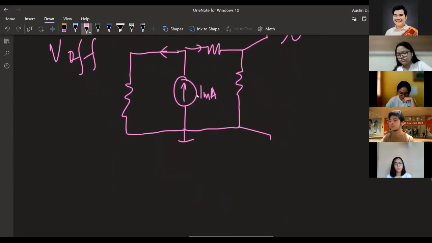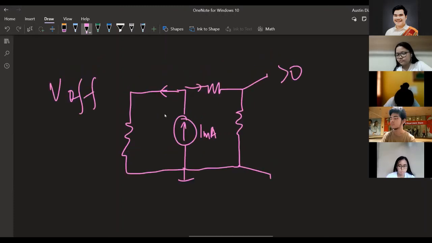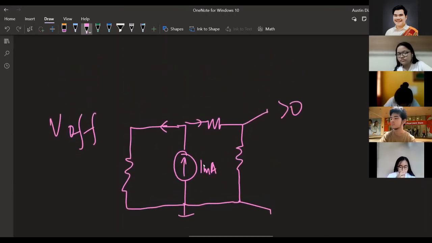Ang mangyayari lang kasi sa 1 milliampere mo, madidivide siya into different currents, okay? Yung isa sa kanila makaka-receive ng mas mataas na current, yung isang branch makaka-receive ng lesser current. Okay? And positive naman yung current na nagpo-flow doon.